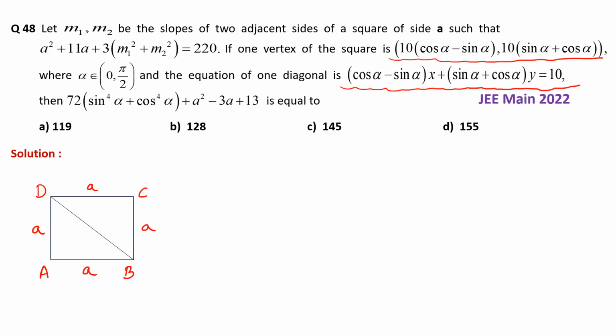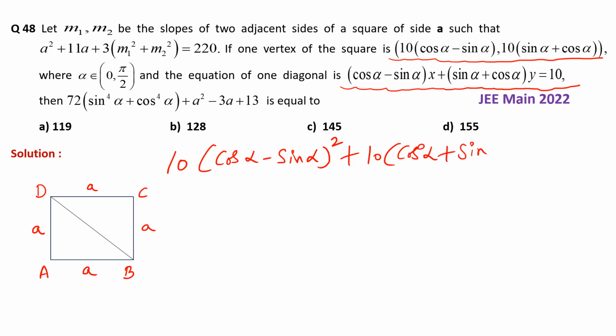Now when we put x as 10 times cos alpha minus sin alpha and y as 10 times sin alpha plus cos alpha in this equation, in the left hand side we will get 10 into cos alpha minus sin alpha whole square plus 10 into cos alpha plus sin alpha whole square. Now students, just expand it and solve it.